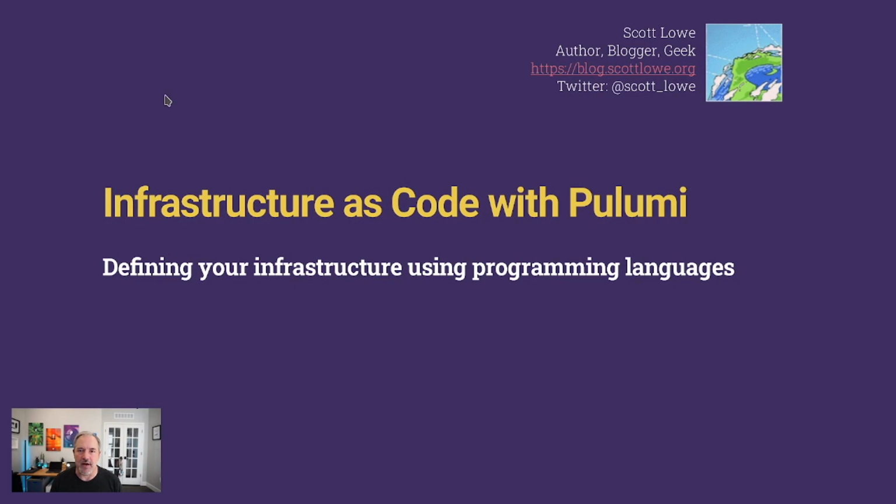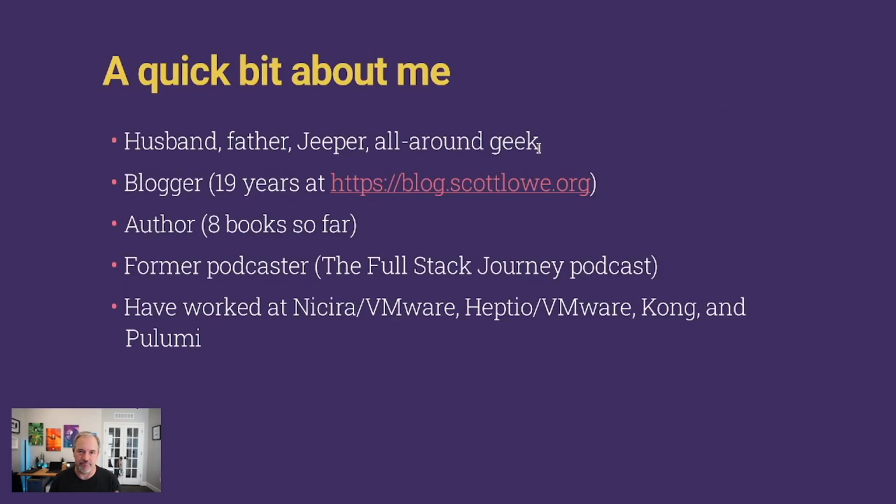All right. So first, before we really get into the code, the core of the content, let me tell you a little bit about me. I have been a blogger for many years at blog.scottlowe.org. I have written some books on VMware vSphere and network automation and programmability. I used to run a podcast called the Full Stack Journey Podcast. We wrapped that up late last year. And I have worked a variety of places in my 20 plus years in the IT industry. Notably, I spent two distinct times at VMware, once coming in with Nicira, second time coming in with Heptio. I have also worked at Kong and at Pulumi.